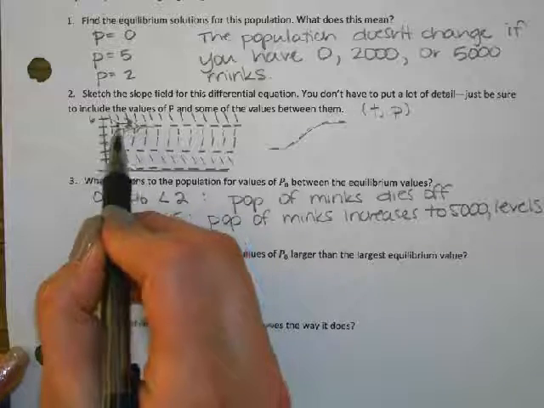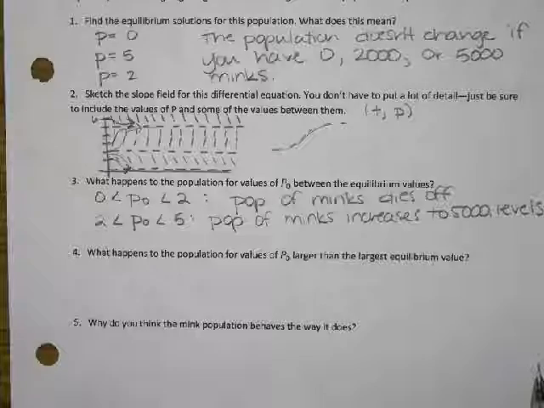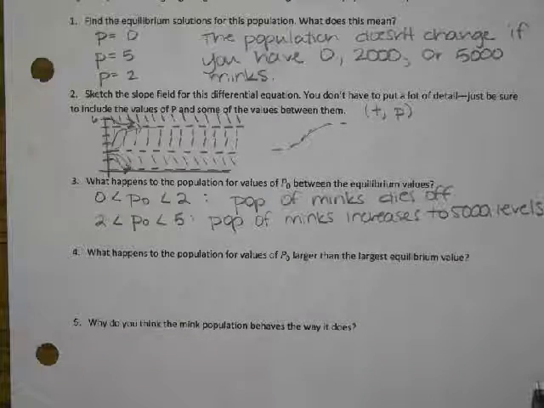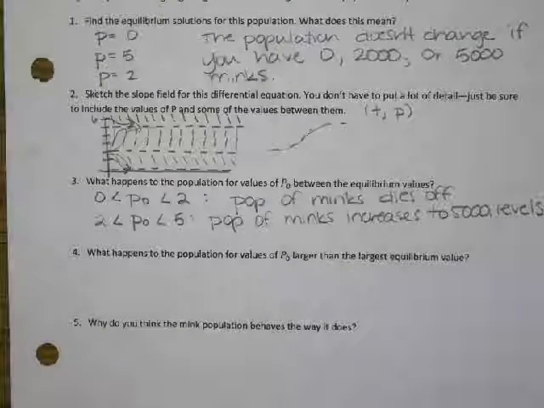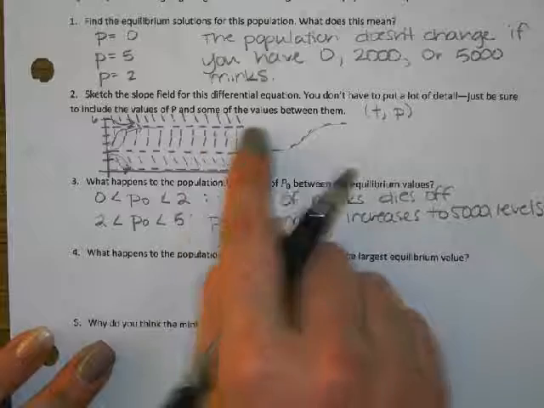So what circumstance would make sense with that? Why do they die off if you have extra? Not enough food. There's too many minks. There's like an excess amount of minks. Lots of people are making jackets, whatever. So that's kind of like our carrying capacity, that part up there.